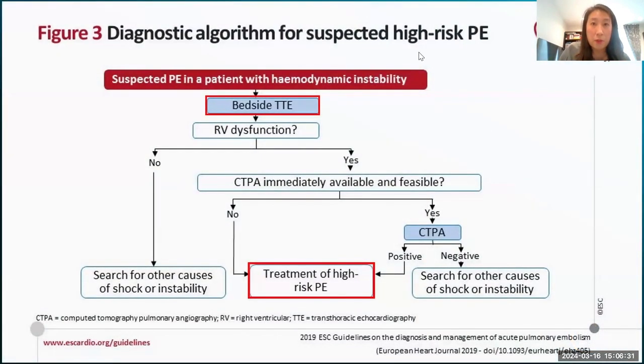Okay, so what happens if you suspect, so we talked earlier, on the previous slide, we did talk about suspected PE in a patient without hemodynamic instability, okay? So what if a patient comes in and their blood pressure is very low, and you're very concerned that this has been caused by a PE?